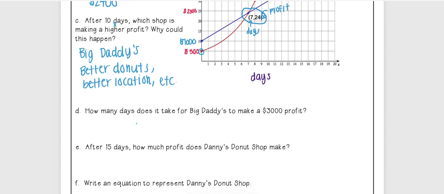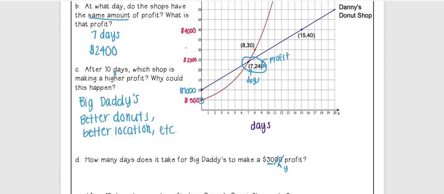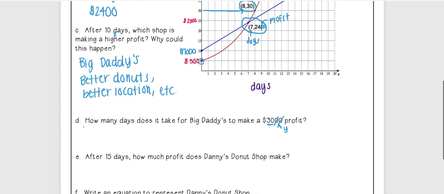Okay, and the next question, how many days does it take for Big Daddy's to make a $3,000 profit? So again, profit, that is my Y. However, again, since this is in hundreds of dollars on my graph, I'm not going to find 3,000 on it. I really need to take away 2 zeros. And then now I'm just looking for the 30. So I see my 30, and I look to the right. I see it's at the point 8, 30, and so that means it's going to be at 8 days.